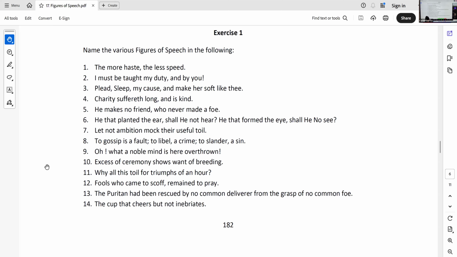Why all this toil for triumphs of an hour? Interrogation. 12. Fools who came to scoff remained to pray. Can someone tell me why this is an antithesis and not an epigram? Why can't number 12 be an epigram? Is it a saying? It's not a saying.